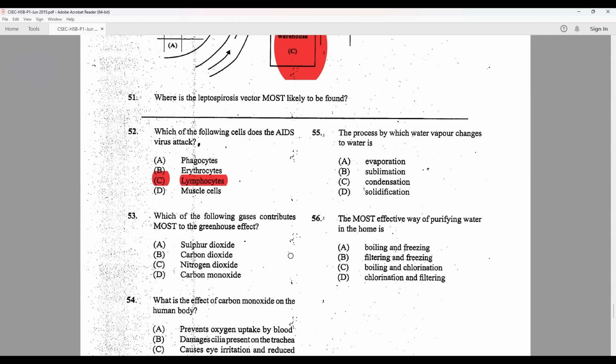53, which of the following gases contributes most to the greenhouse effect? I think if we just generally listen to any news, we know that it is carbon dioxide. Remember, those capital letters should jump out to you. The other gases do contribute to the greenhouse effect, but they ask which one contributes the most.